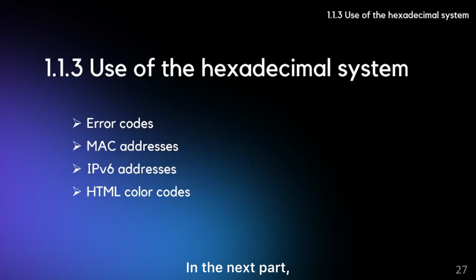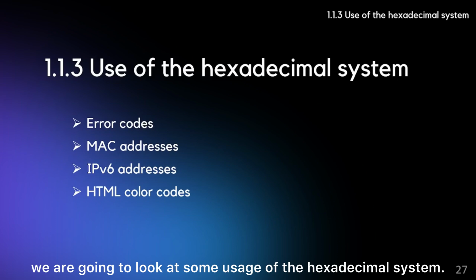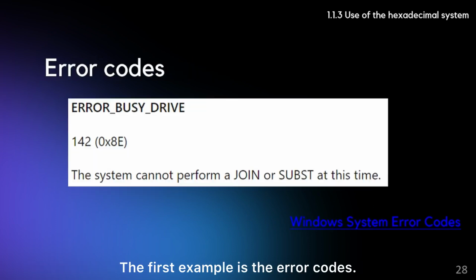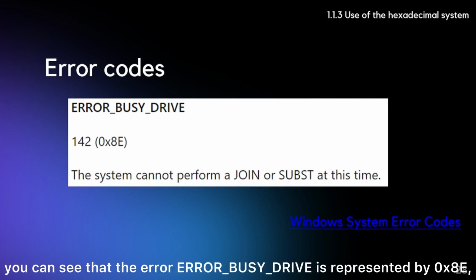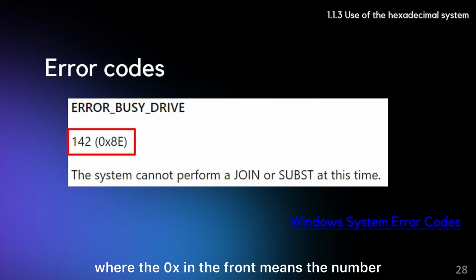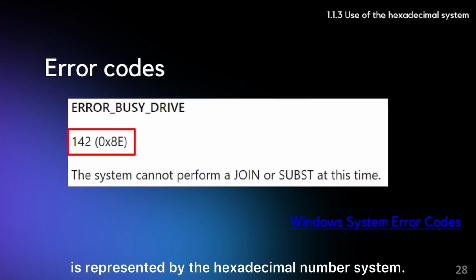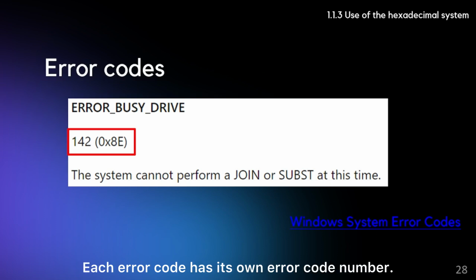In the next part, we are going to look at some usage of the hexadecimal system. The first example is the error codes. We use the hexadecimal system to represent the error code number. You can see that the error busy drive is represented by 0x8e, where the 0x in the front means the number is represented by the hexadecimal number system. Each error code has its own error code number.